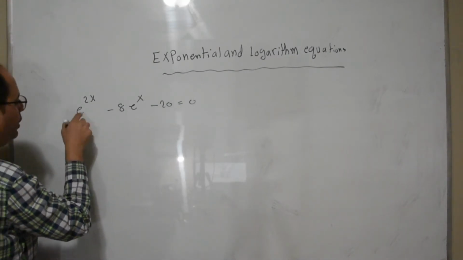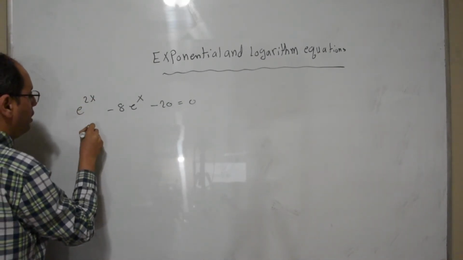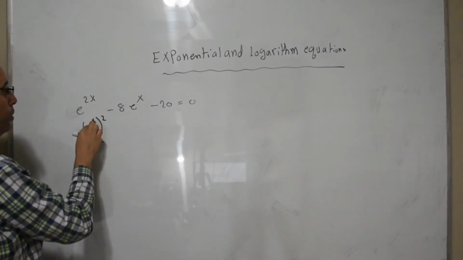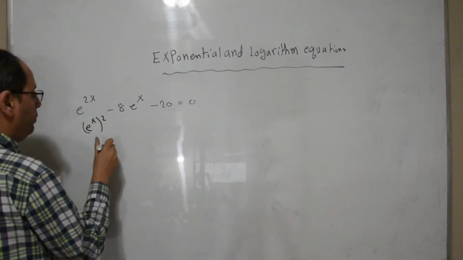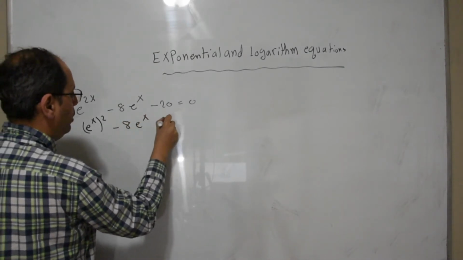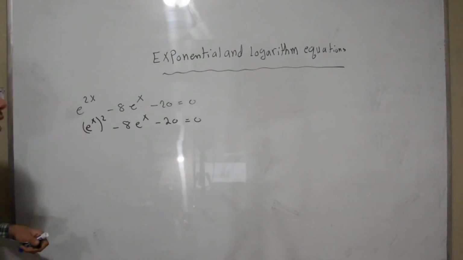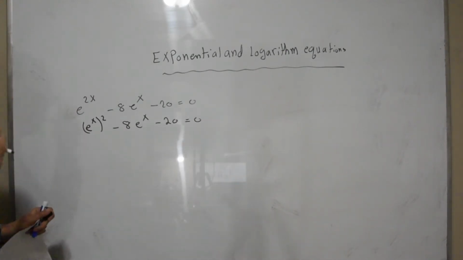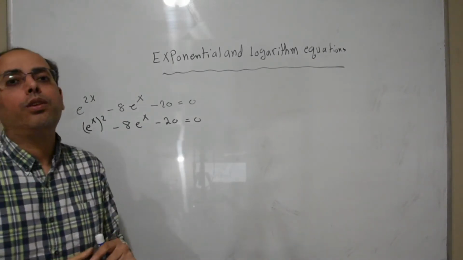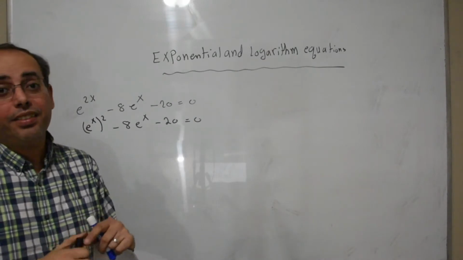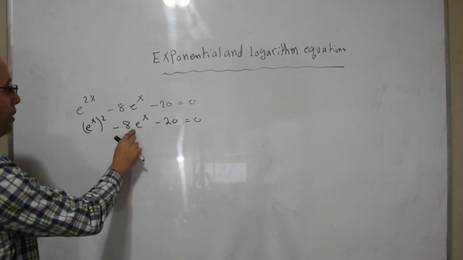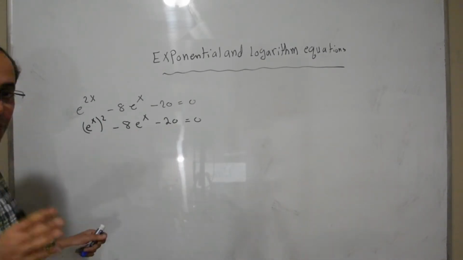So think about this one. Can we write this as e to the x, squared? Because 2 times x is 2x. So it's the same idea. Minus 8 e to the x minus 20 equals 0. Here's something squared, minus 8 times something first degree, and minus 20. Does it look familiar to you? Yes, it's a quadratic equation. If this were x, and here it is x squared, here 8x minus 20, that would be perfect.